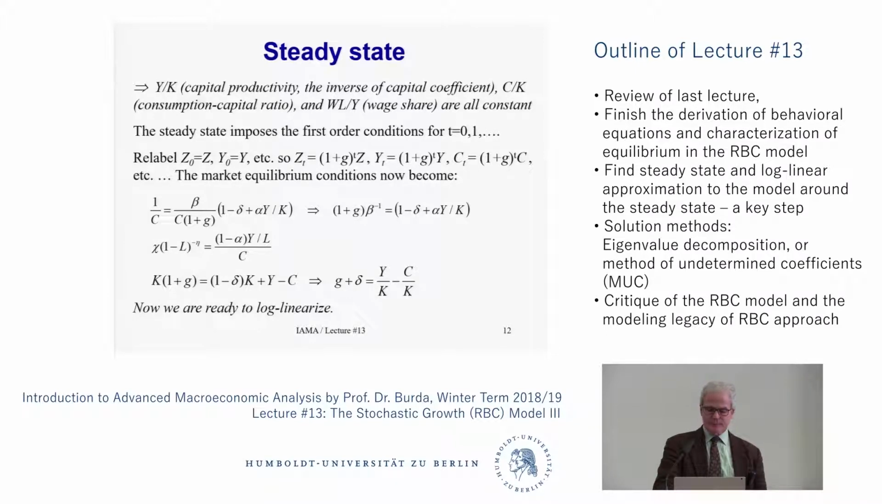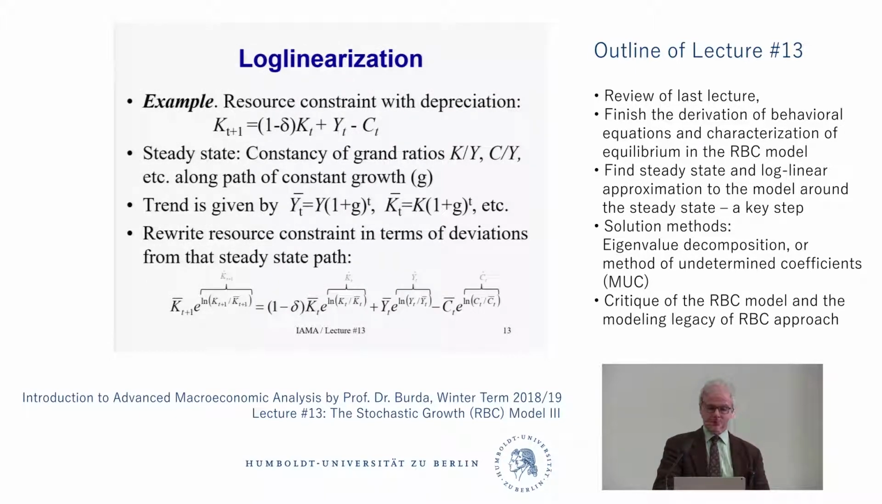Okay. So I'm going to give you an example of log linearization. We're going to take this resource constraint that I told you was ugly, and I'm going to try to massage it into a log linearized form. Okay. So remember, we had constancy of the grand ratios k over y, c over y along the path. The economy is growing at rate g, so those guys have to be constant. So you can write down the trend as being some sort of initial condition blown up by this growth rate every period, and k, et cetera.